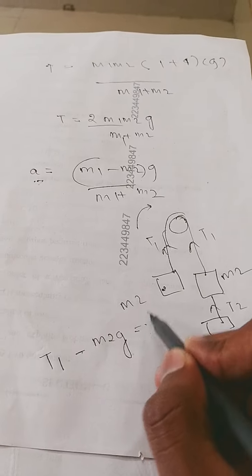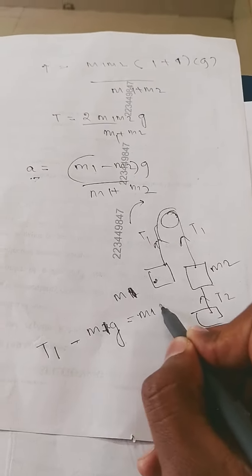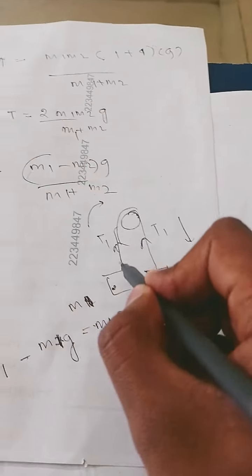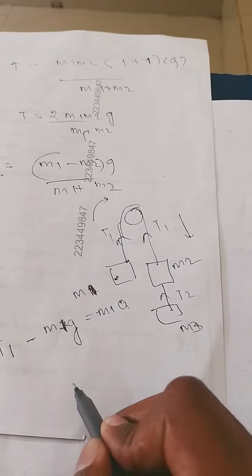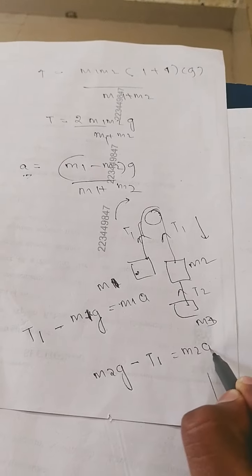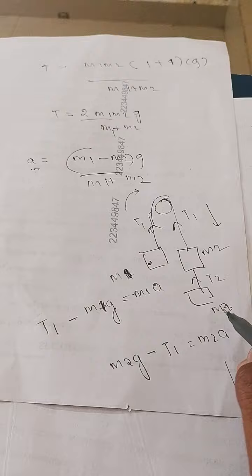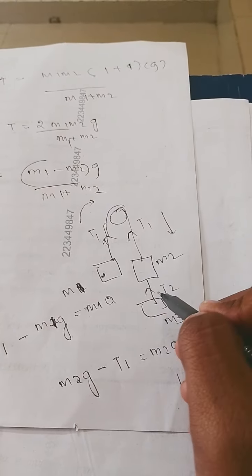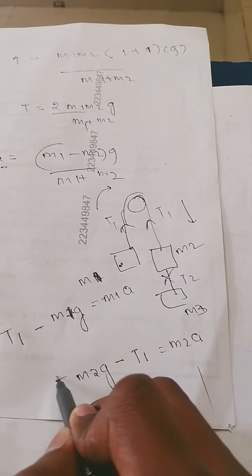From this we can write, assuming it as block m1, T1 minus m1g is equal to m1a. Now from this diagram, as the body is moving upward, it means here downward. In this scenario, the body is moving downward, which means m2g is the dominating force, and T1 is acting upward, and acceleration is m2a. Here the T1 is acting upward, but for this scenario T2 is acting downward, so we have to add T2 also.